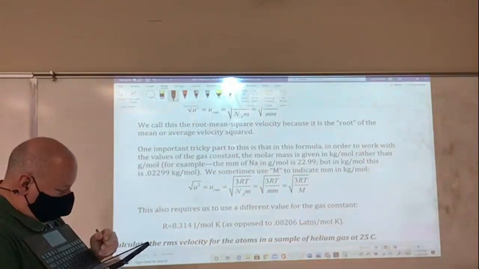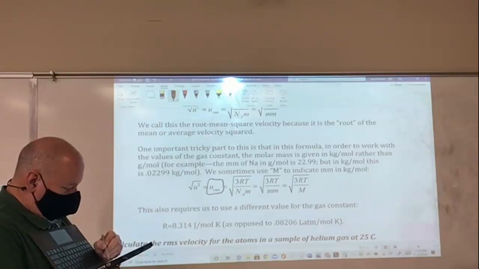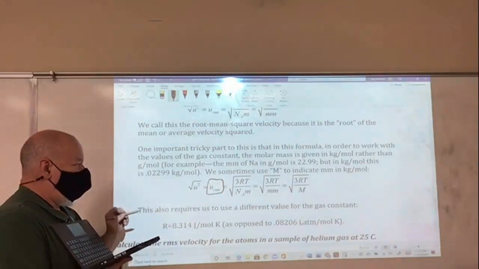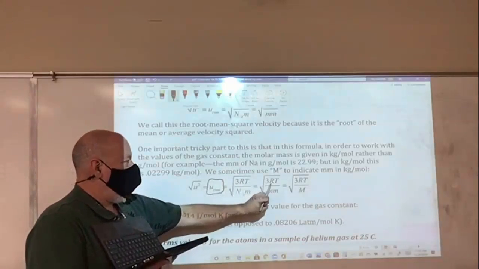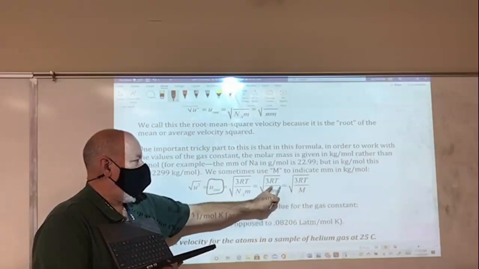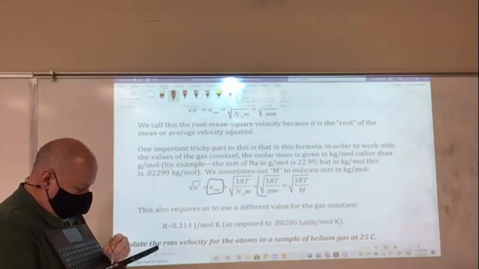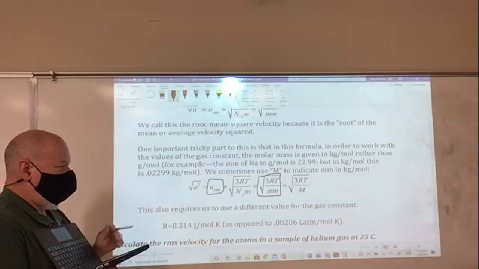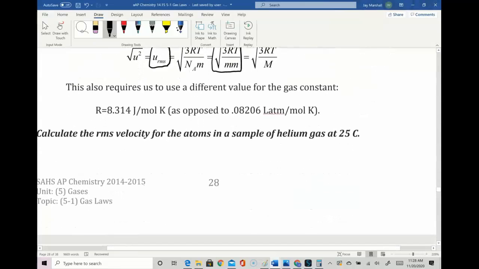Okay, so our final formula here then is that the velocity of the particles in a sample of gas is going to be equal to the square root of 3RT divided by the molar mass. Okay, and the molar mass that we're talking about here is kilograms per mole rather than grams per mole.